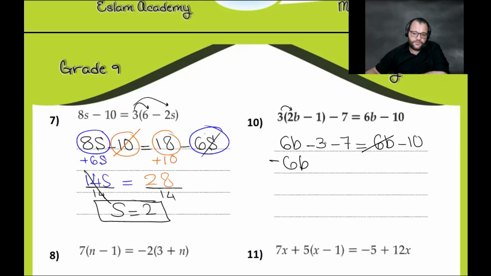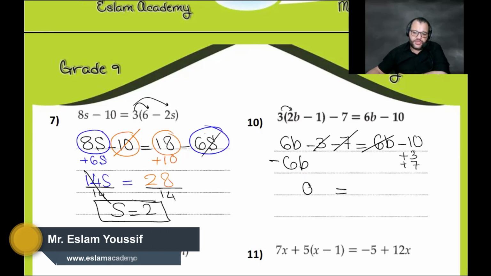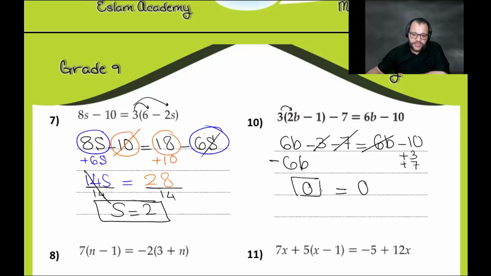Okay, minus 6b. Then negative 3 will be plus 3. Negative 7 will be plus 7. So now we have 6b minus 6b equals 0, and negative 10 plus 3 plus 7 is 0. If you find the left-hand side is equal to the right-hand side without any variable, it means there is an infinite number of solutions.